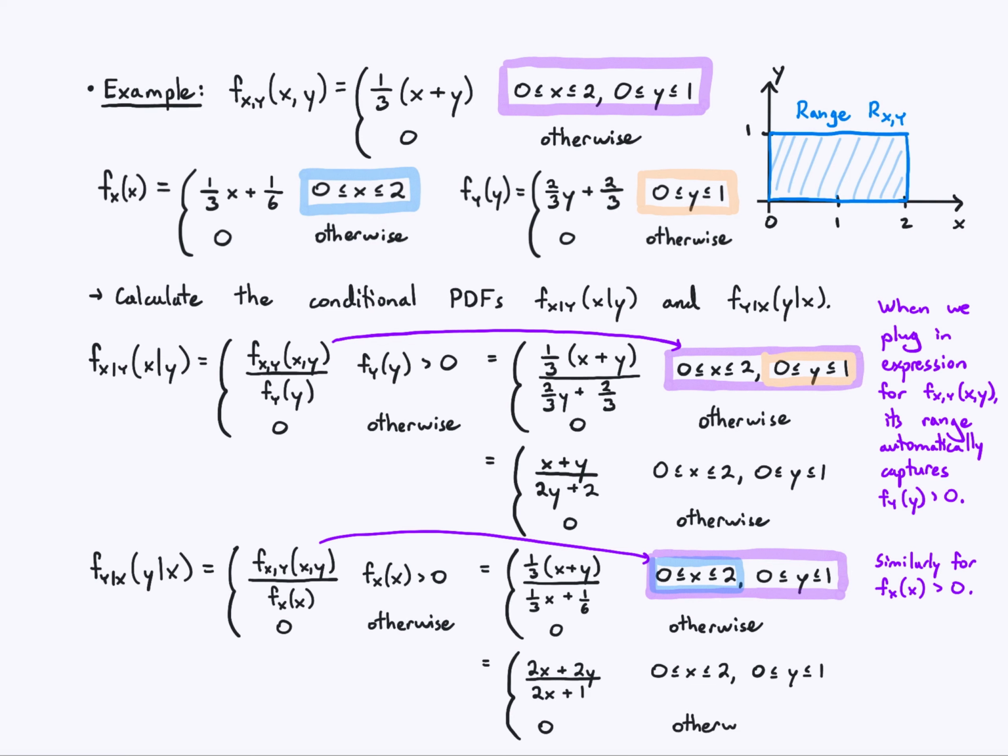And the one thing that I really want you to remember is that when you're computing conditional PDFs, the main thing you should be doing in terms of the mechanics is just plug in the range R x y, okay? And that will take care of the condition that the marginal is greater than 0. That is the main thing that you need to remember to do, right? And that is it for our intro to pairs of continuous random variables.